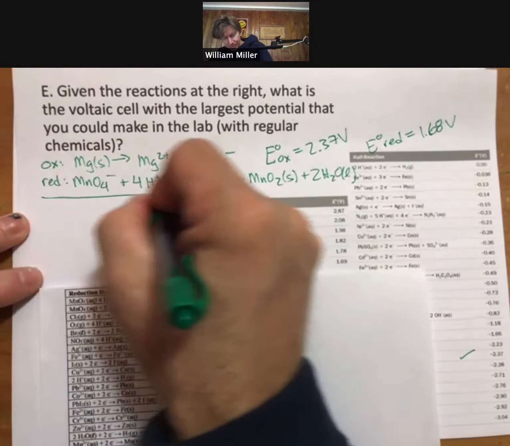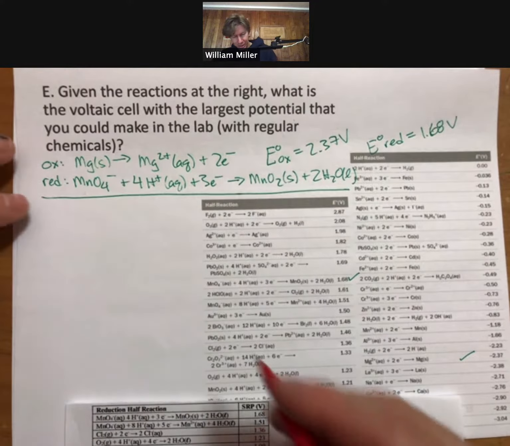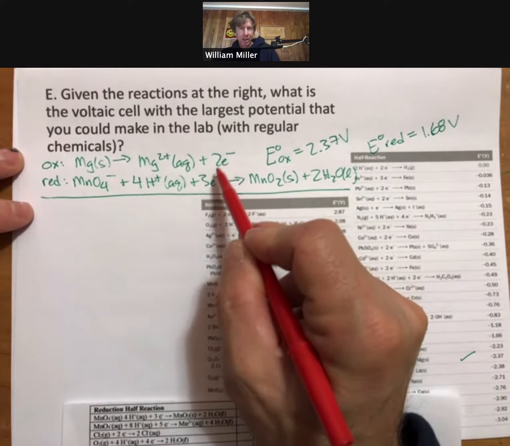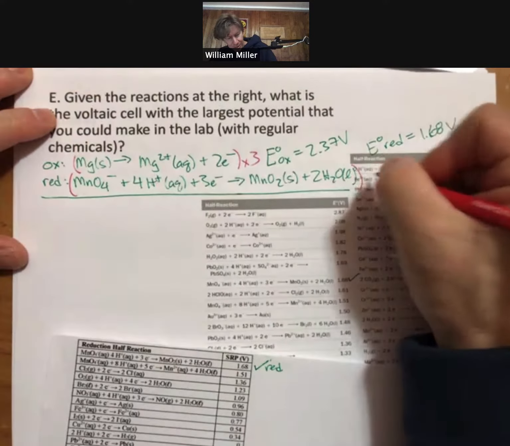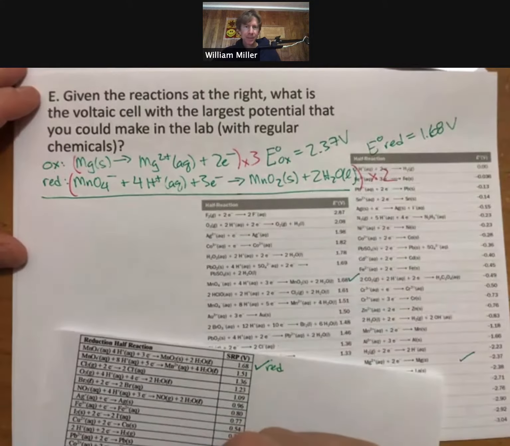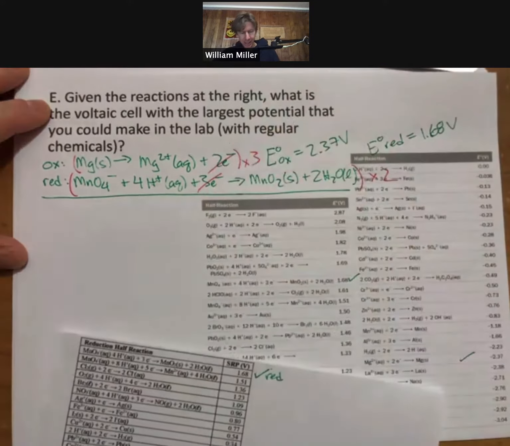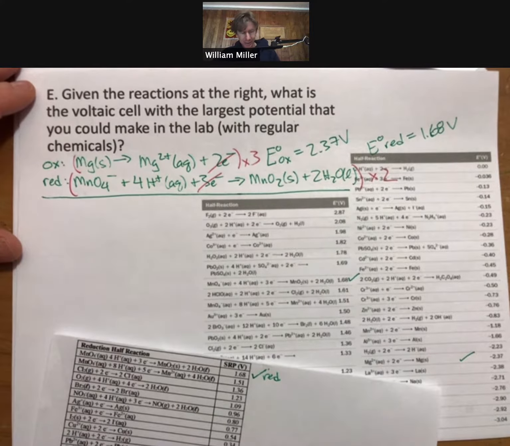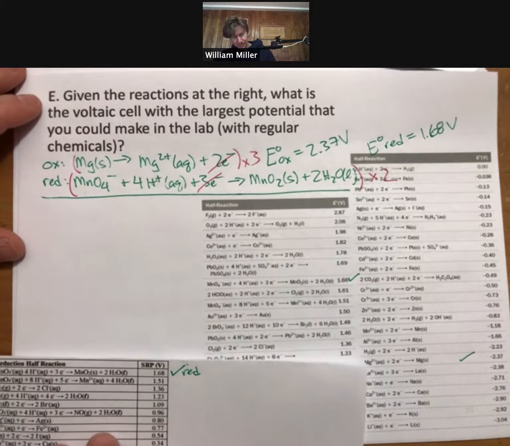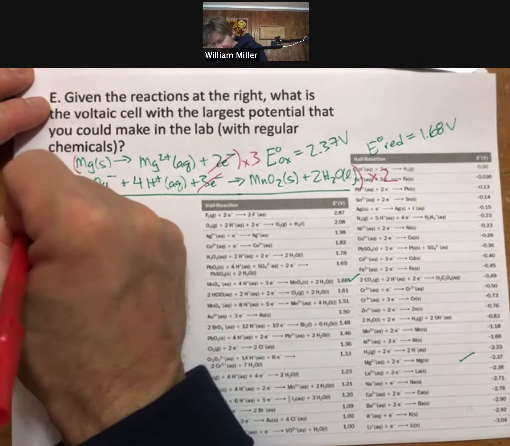And now I need my overall reaction. In my overall reaction, I have to cancel out my electrons, so I'm going to have to do the same thing I did before. I'm going to have to multiply this times 3. I'm going to have to multiply my reduction times 2. And cancel out my electrons. And then write everything that's left. There's nothing else that's going to cancel in this, so I'll just write it. And then I'll add up my cell potentials.